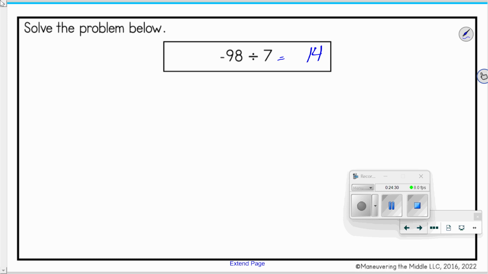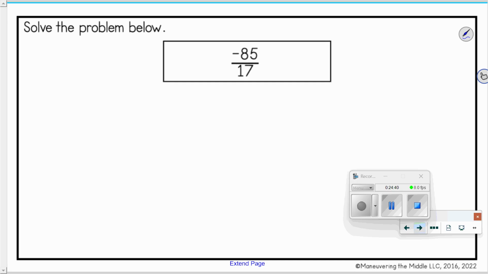14. Negative and positive means a little bit of hatred going on. And 85 divided by 17, that's going to be a 5, negative and positive. A little bit more hatred going on. Negative. They don't like each other.